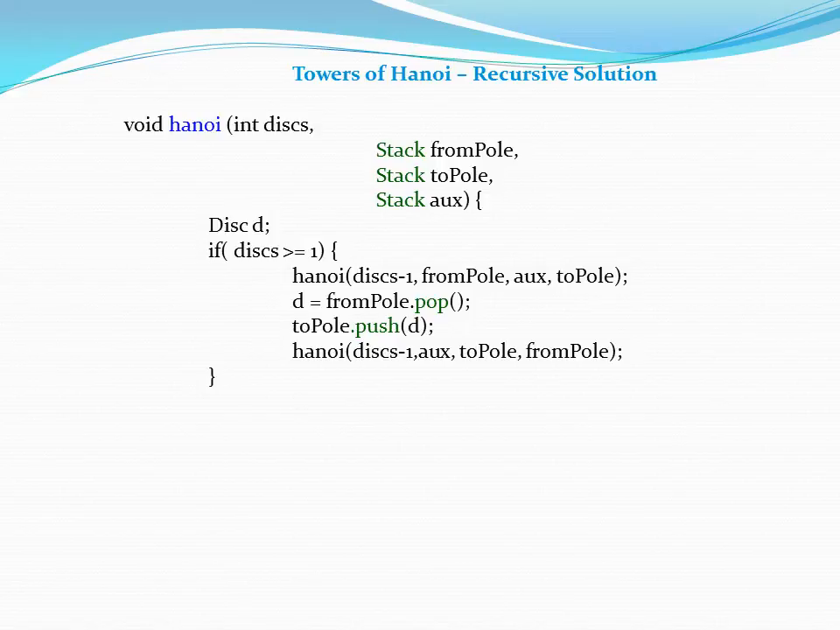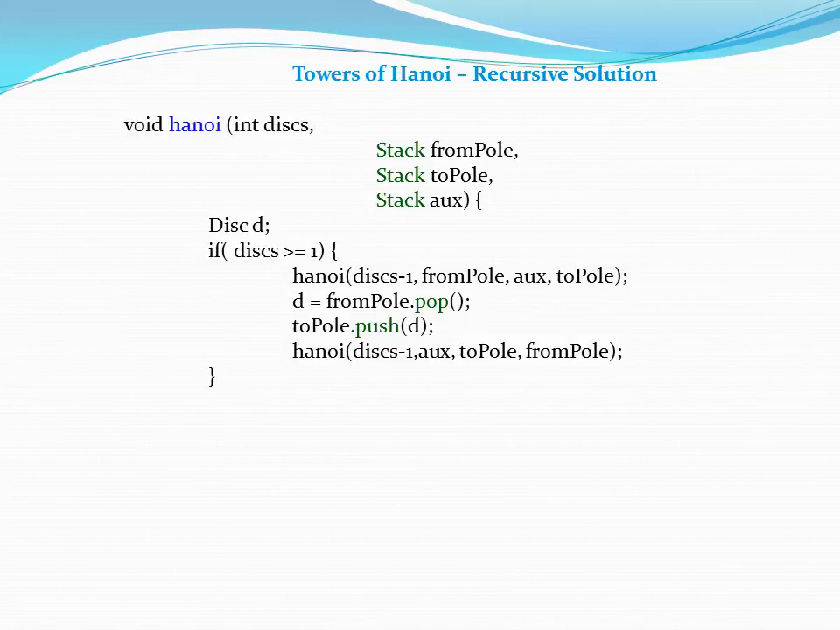Then we have taken one condition, that disk is greater than or equal to 1, and we call the recursive function Hanoi with disk minus 1, transferring a disk from pole to pole via auxiliary. Then the pop function gives a result D, and the push function pushes D, which represents the disk which we need to push or perform.